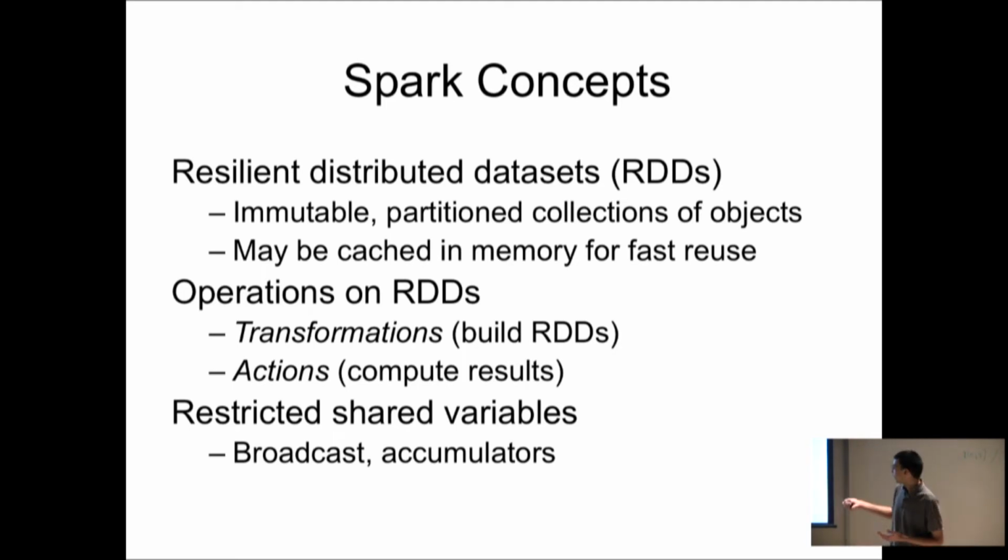So there are 2 kinds of operations defined on RDDs. One are transformations, where you go from one RDD to another. So your input is a list and your output is a list. Let's say you increment every value in a list. Your input is a list and the output is also a list.